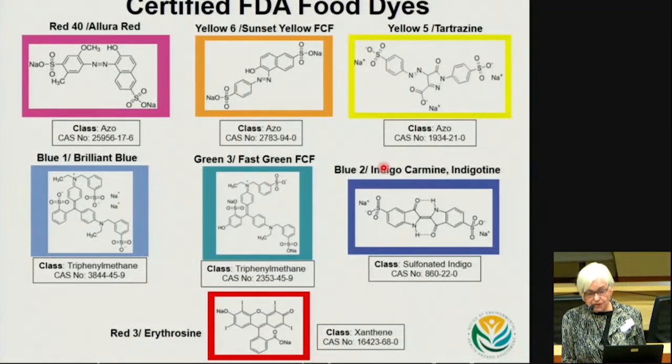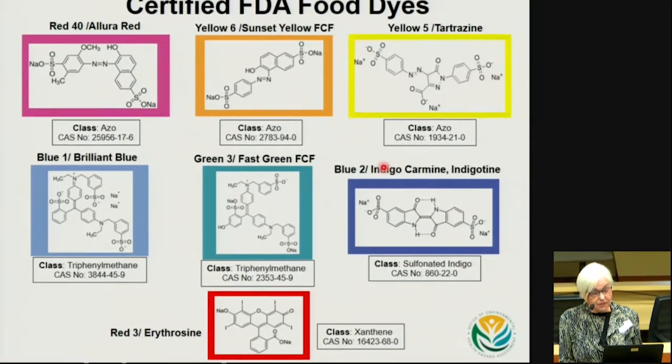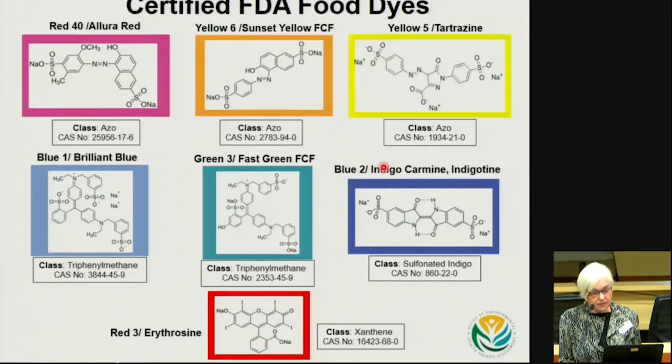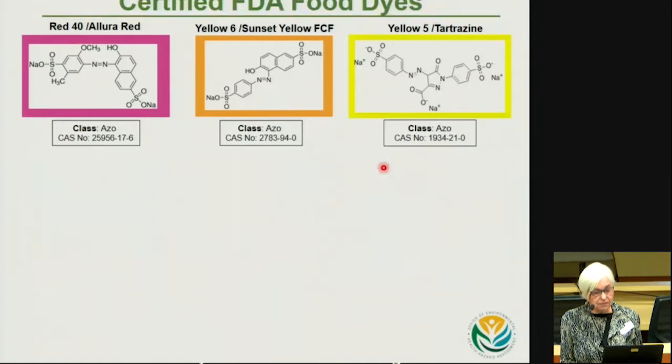So these are the dyes we're going to be reviewing. They have many names. I'm going to be using the convention of the color and the number, red 40, yellow 5, and so forth. There's 7 of them, and they all have different things in common. They have to be reviewed individually from our perspective, but we do want to look at some of the things that they have in common.